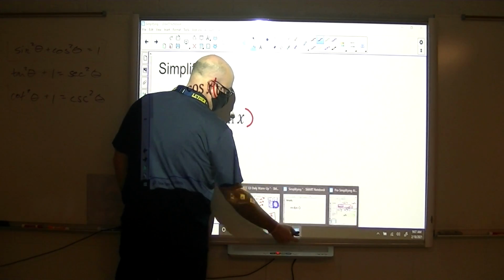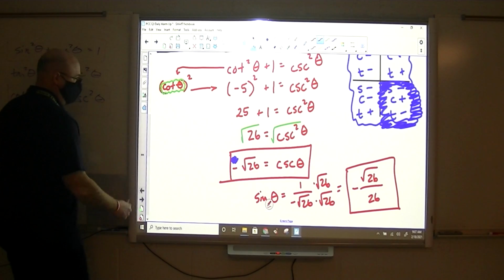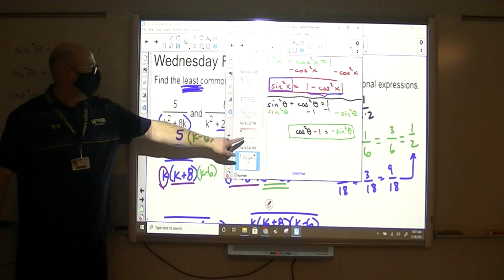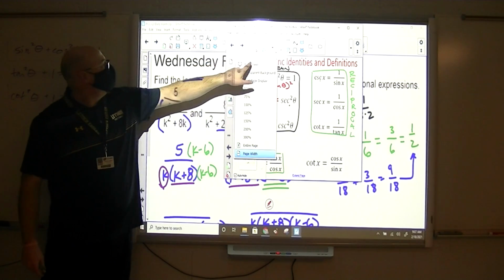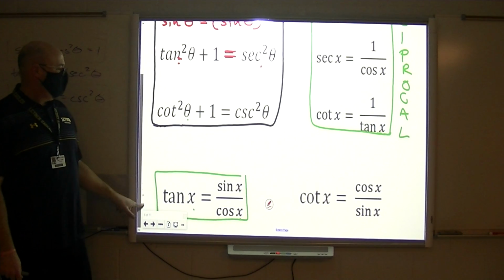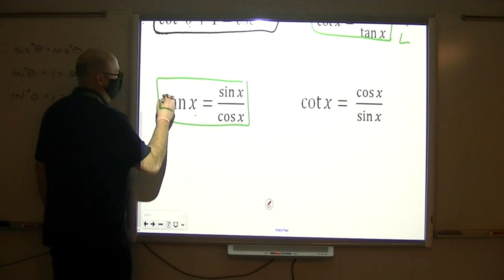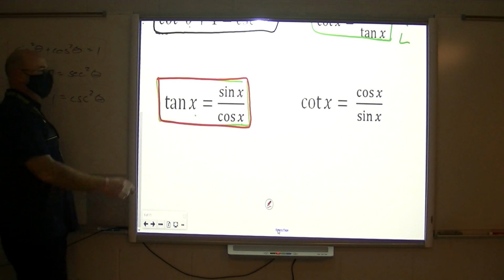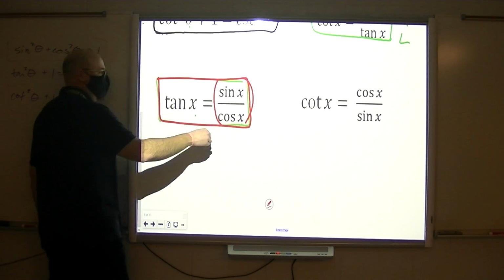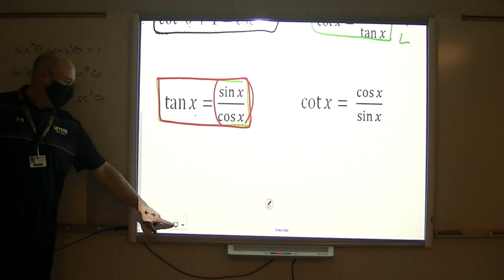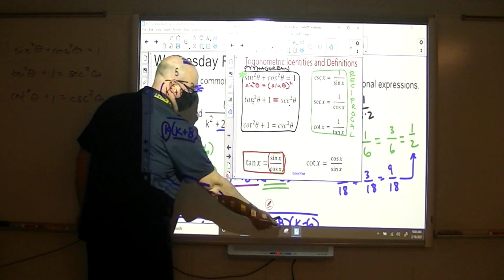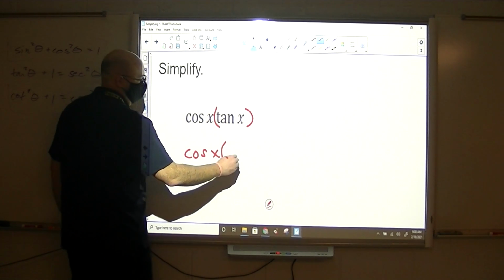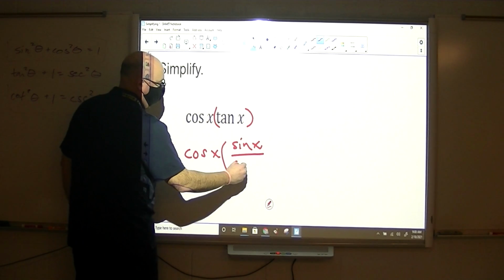Okay, let's see if I can find it. Nope, that's the warm-up. My bad. Here it is. This is from yesterday. The tangent of x is equal to sine x over cosine x. So anytime I see a tangent, I can replace it with that. So that's what I'm going to do. I'm going to leave the cosine x alone, and in place of tangent x, I'm going to substitute sine x over cosine x.